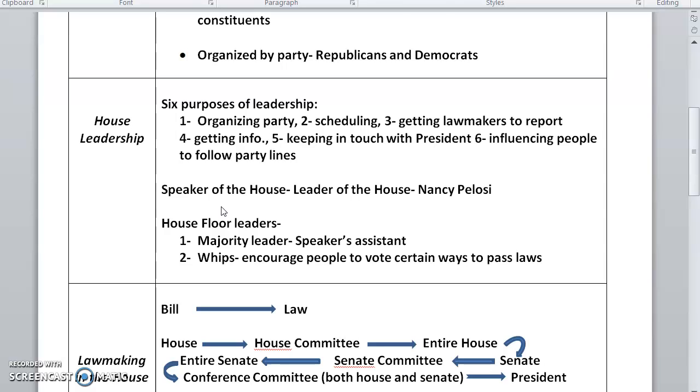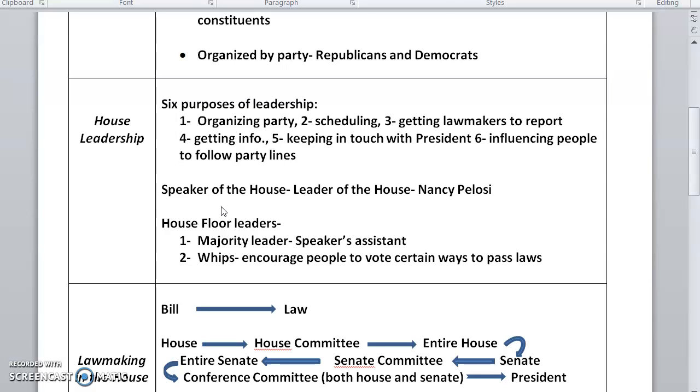They're the leader of the House of Representatives. The person who is our Speaker of the House right now is Nancy Pelosi. You have probably heard her name. She and President Trump do not get along. She is a Democrat. President Trump is a Republican.